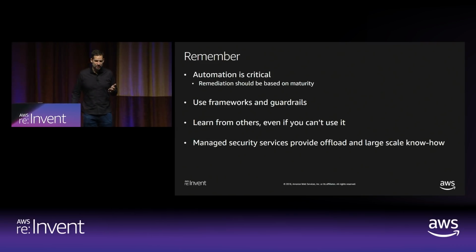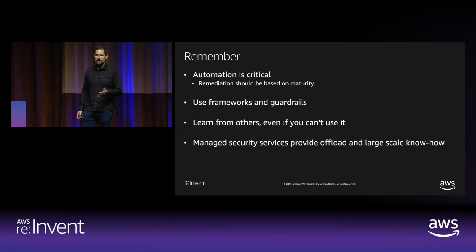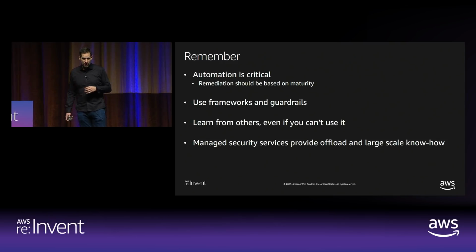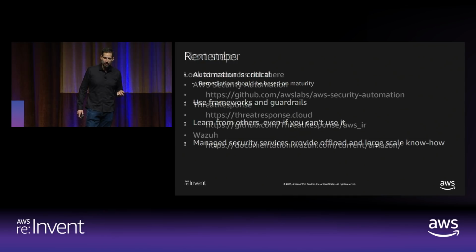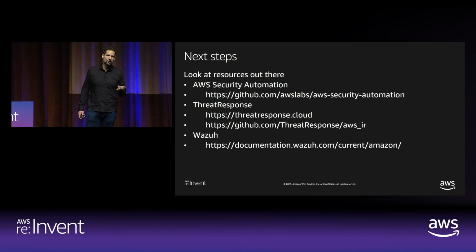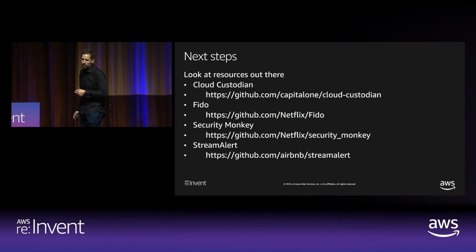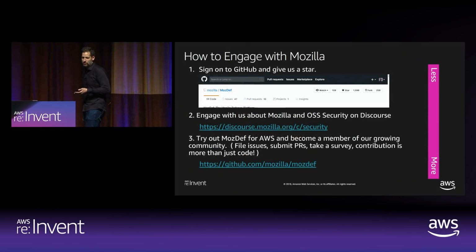A couple of gadgets and key takeaways. Automation is critical. Use frameworks and guardrails. Learn from others. All the tools we've demoed today and talked about are currently or will be available on GitHub. Some of them will be available on the AWS Security Automation repo under AWS Labs. We have threat response, WASA, and a couple of different tools, plus Mozilla's GitHub repo. There's a lot out there that you can use currently.